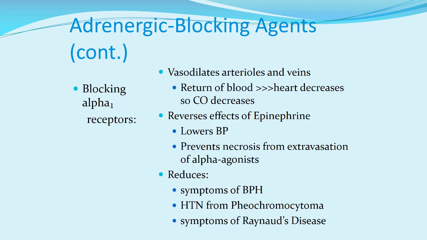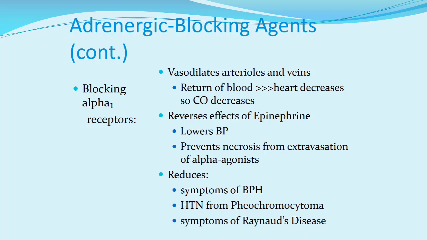I mentioned before that epinephrine, when it leaks into tissues around an IV site, can cause necrosis because of the severe vasoconstriction. Alpha-1 blocking agents are often given in order to counteract that vasoconstriction that occurs in tissues, thereby preventing necrosis. Alpha-1 blocking agents are also used for the treatment of benign prostatic hyperplasia, the hypertension that occurs with pheochromocytoma, and to treat symptoms of Raynaud's disease.